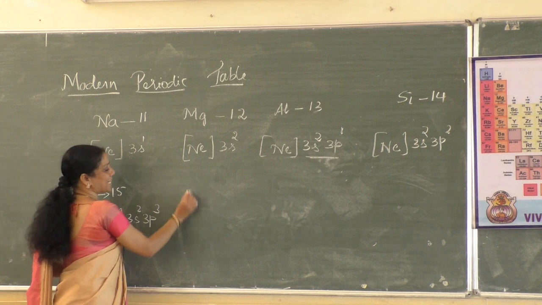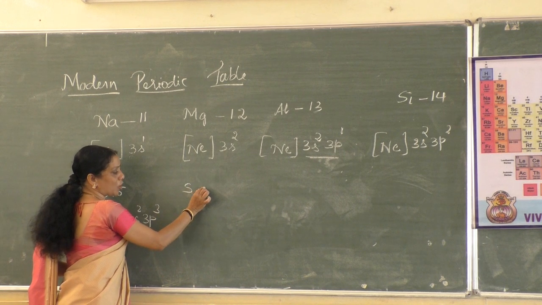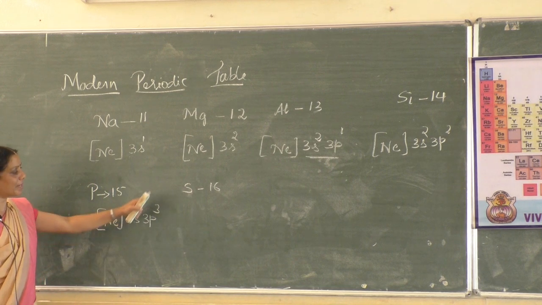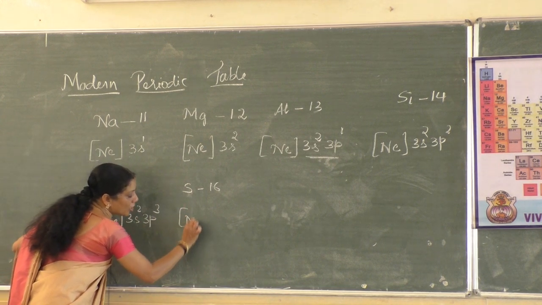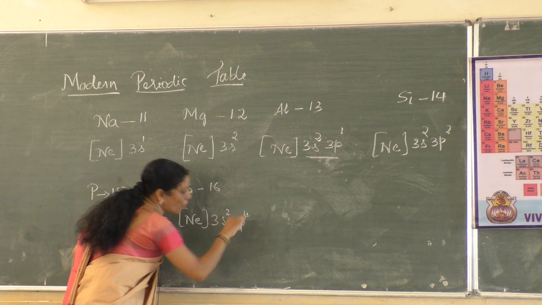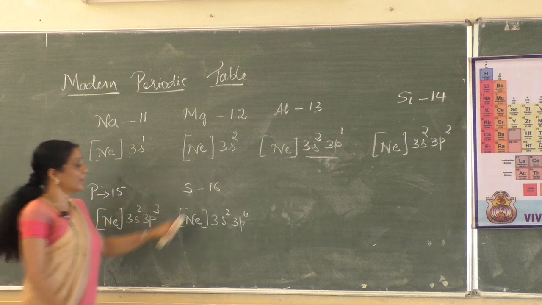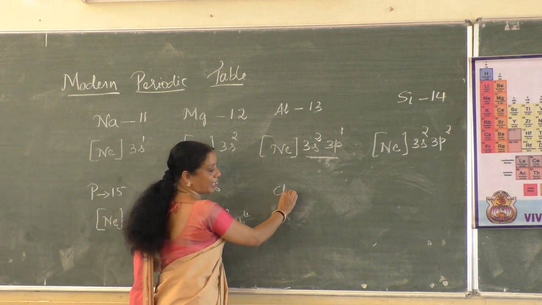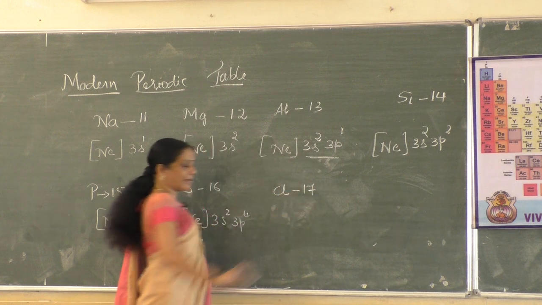The next element I have to consider here is sulfur with the atomic number 16. Sulfur with the atomic number 16. If I write the electronic configuration, neon 3s2 and 3p4. Next to sulfur, we have to write the next element present in the third period, that is chlorine with the atomic number 17.